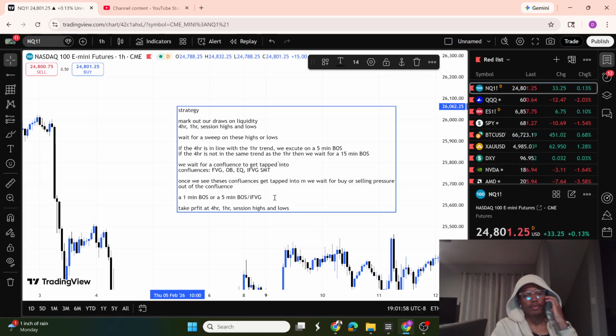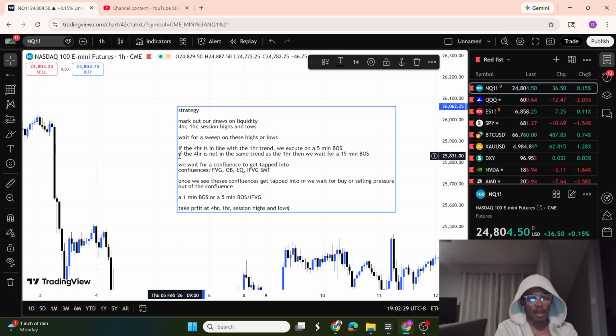Pretty simple. All right, so let's just start from the top again. Mark out our draws on liquidity, 4-hour, 1-hour, session highs and lows. Wait for one of these to get swept. Boom. If the 4-hour and the 1-hour are in the same trend, we're looking for a 5-minute break of structure, then for it to tap into one of these confluences. If we see buying or selling pressure out, then we wait for a 1-minute break of structure and then take profit at 4-hour, 1-hour, session highs or lows.